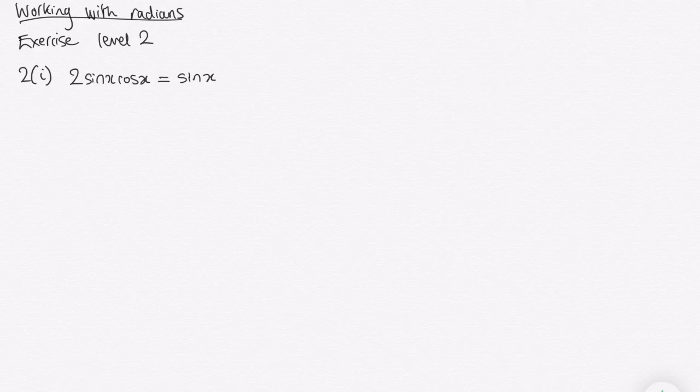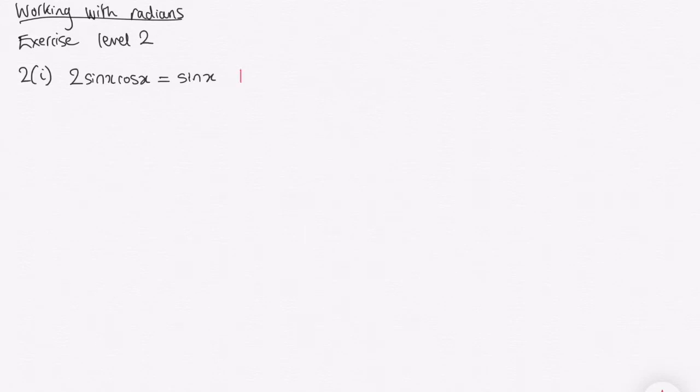In this video, I'm going to work through some of the solutions to working with radians at exercise level 2. I'm going to start with question 2, part 1. So we have 2 sine x cos x equals sine x. If you've not done this question, please just pause the video and try the question before you watch the solution. Okay, so you might be tempted to start this question by dividing both sides by sine x.